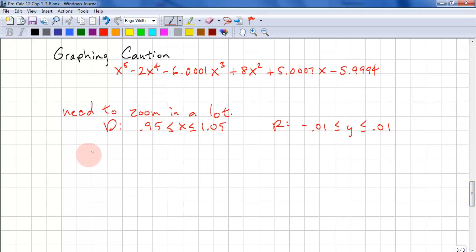And this function fully factored actually looks like this: x minus 1.01, x minus 0.99, x minus 3, x plus 2, x plus 1. And that concludes this lesson.